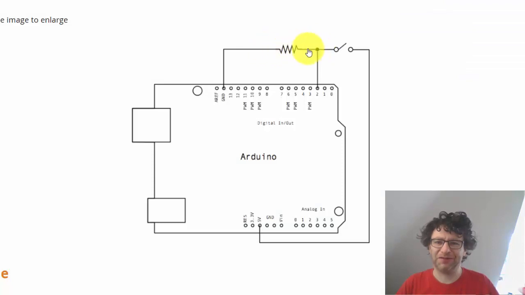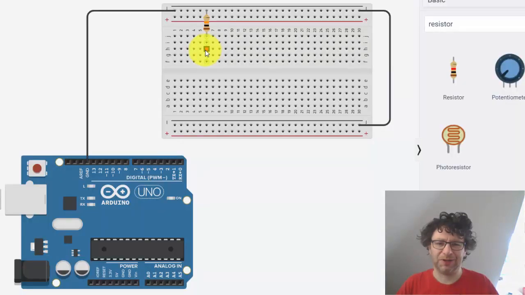From this end of the resistor, there are two things happening. One is it's got to connect to pin number 2 on the Arduino, and it's also going to connect to a push button. So let's connect this to pin 2.